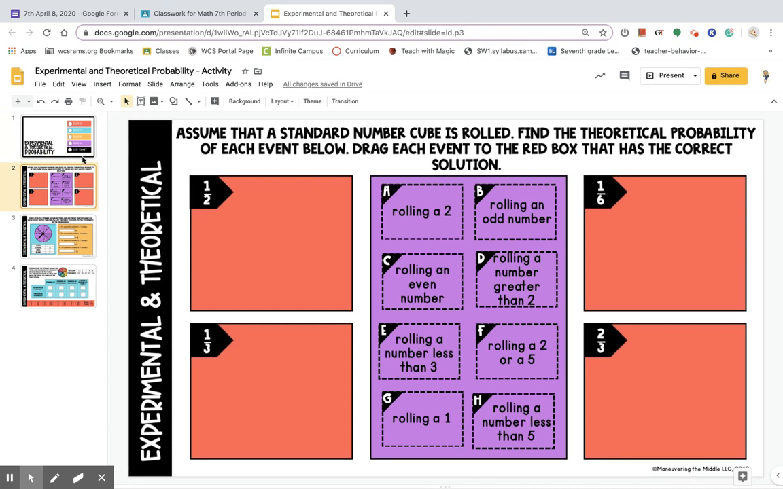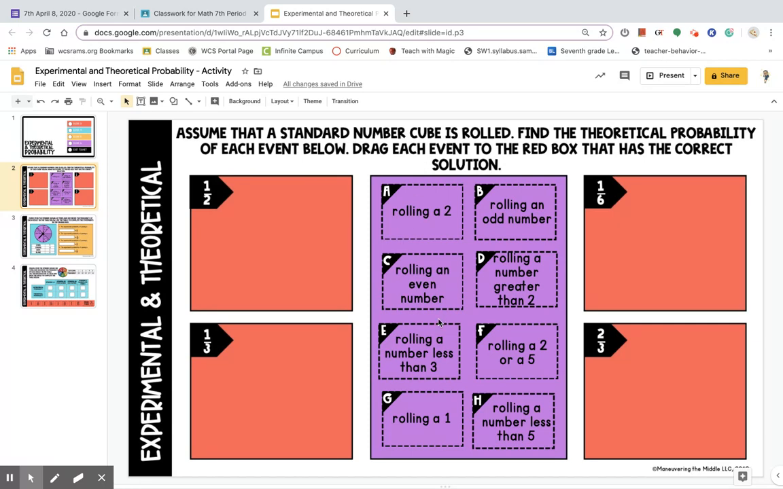So this first slide, it says, assume that a standard number cube is rolled. A standard number cube has 6 sides, and each side is 1, 2, 3, 4, 5, or 6. It says, find the theoretical probability of each event below. Drag each event to the red box that has the correct solution. So remember, theoretical probability is what should happen.